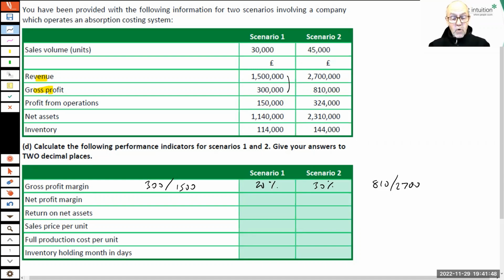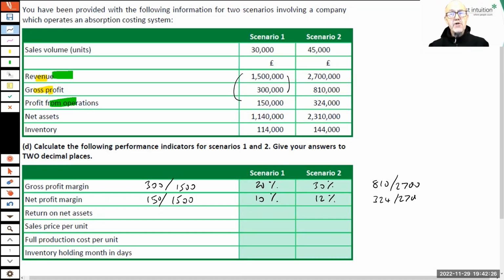Net profit, this is what's left after everything's deducted. So that's these two. In this case, 150 over 1,500. That's a nice, neat 10%. 324 over 2,700. 12%. Not quite such a big gap.